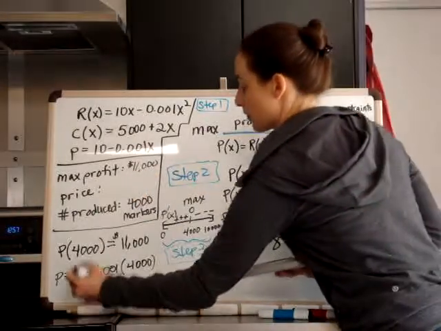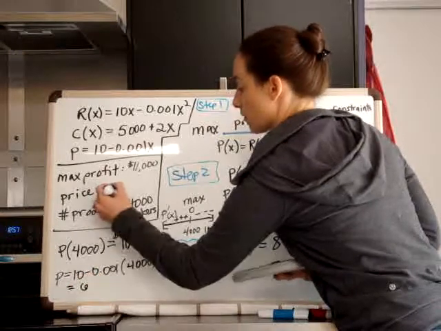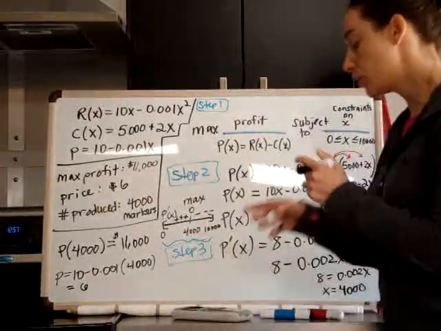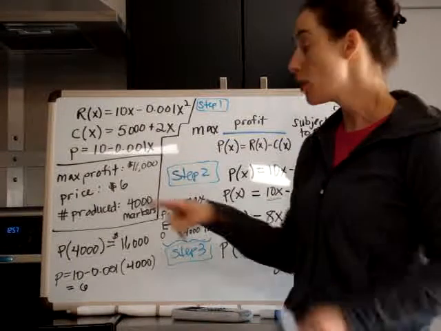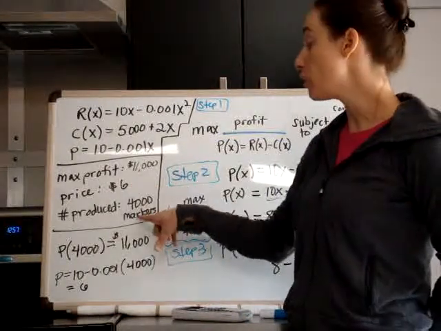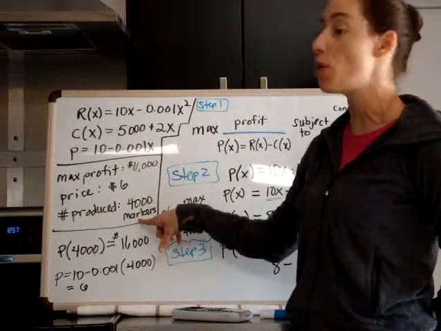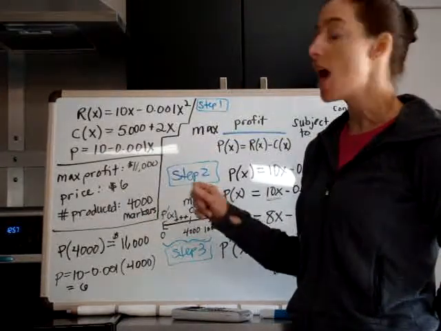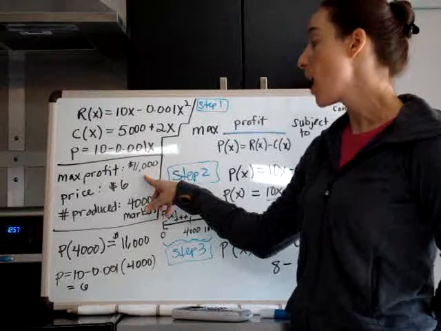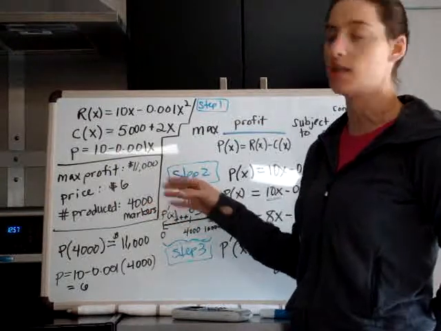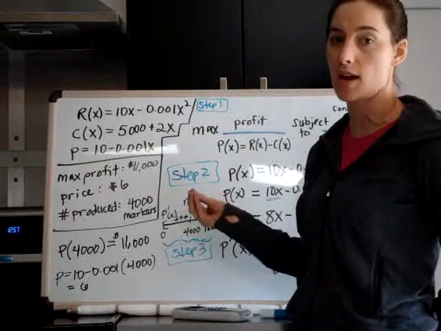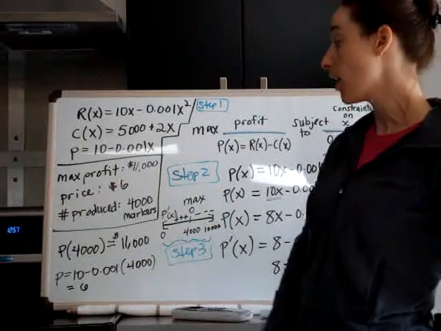$6. So if I set the price at $6, there will be 4,000 markers sold, and that will maximize my profit at $11,000. And next class we'll see this graphically so we can get a more intuitive idea of what's actually happening. Hope that helped.